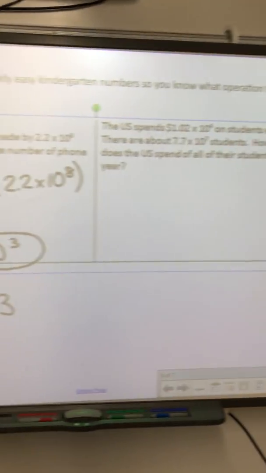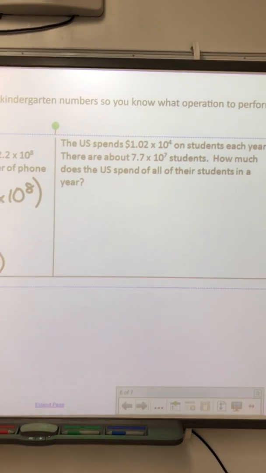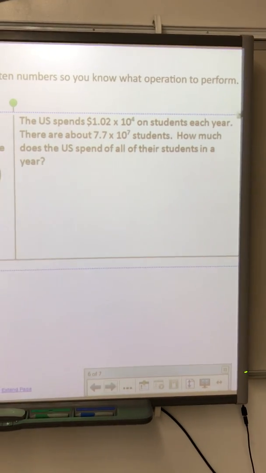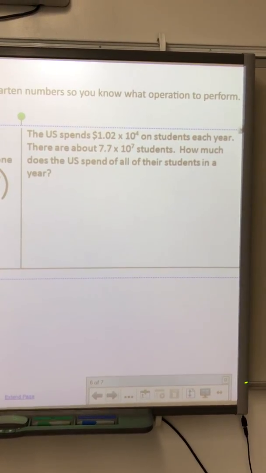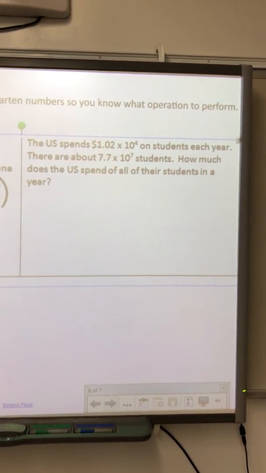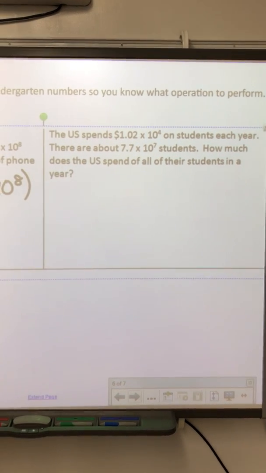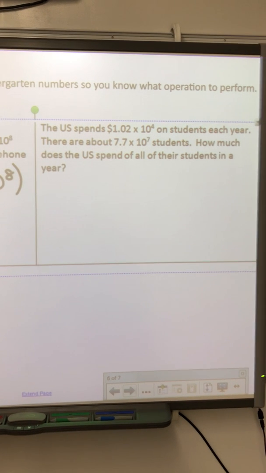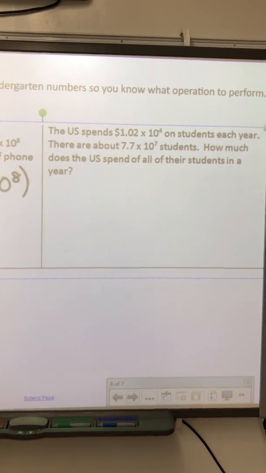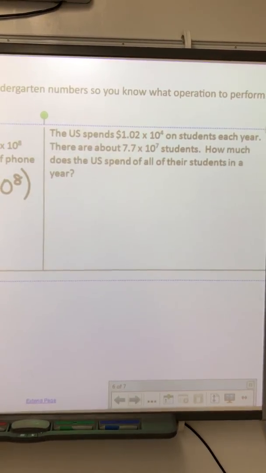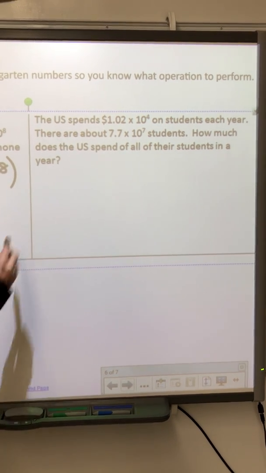Let's try our last word problem. The U.S. spends 1.2 times 10 to the fourth dollars on students each year. There are about 7.7 times 10 to the seventh students. How much does the U.S. spend on all of the students in a year? Well, let's change the numbers. The U.S. spends $5 on students each year. There are about 10 students. How much does the U.S. spend on all of the students? What operation would I use? I would use multiplication. So I'm going to multiply these numbers.